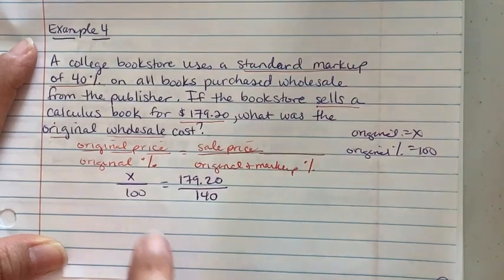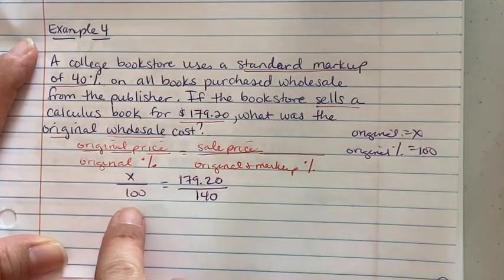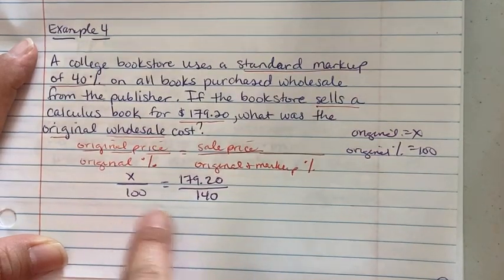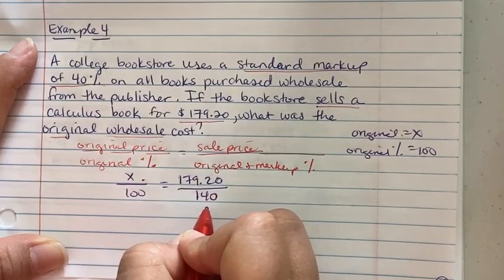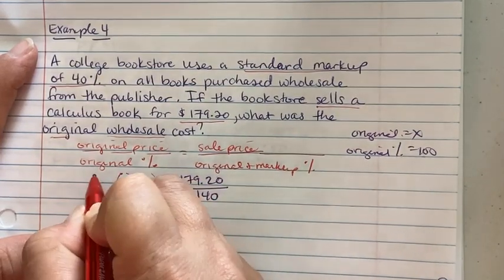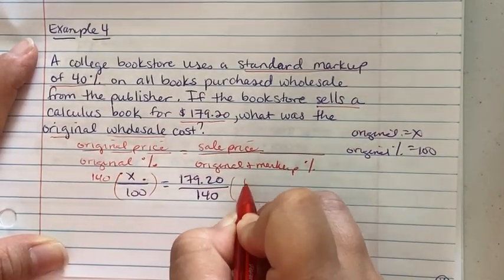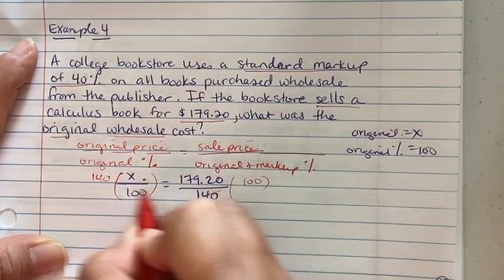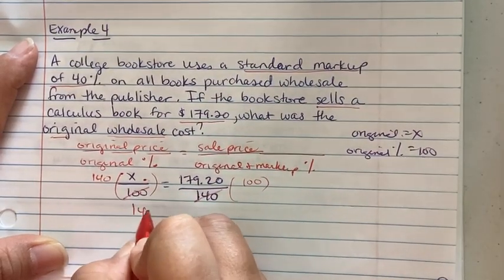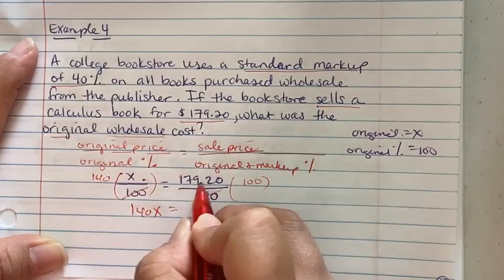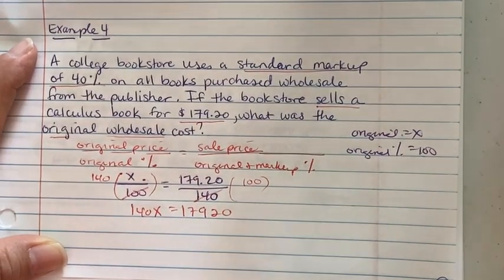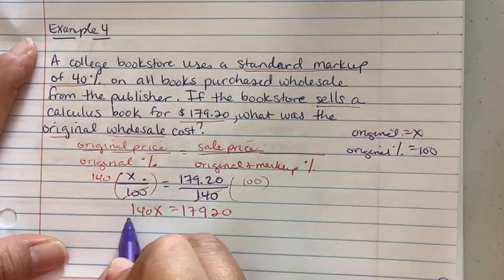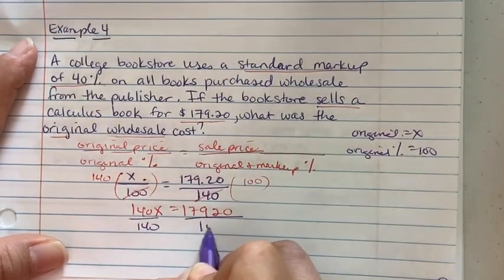At this point, you can do the product of the means with the extremes or multiply both sides by 14,000, it does not matter. I'm going to multiply diagonally. So this side is going to be multiplied by 140, this side by 100, and those go away. So you get 140x equals, moving the decimal place over twice, 17,920. Then divide both sides by 140.